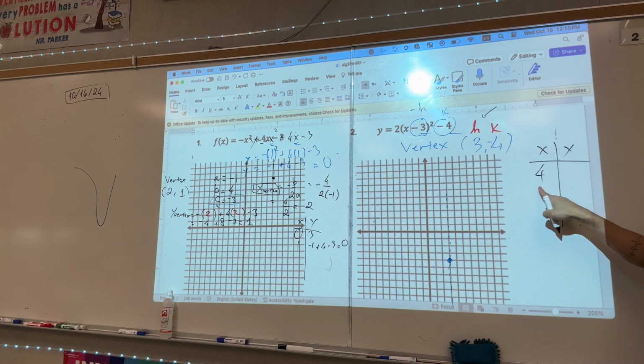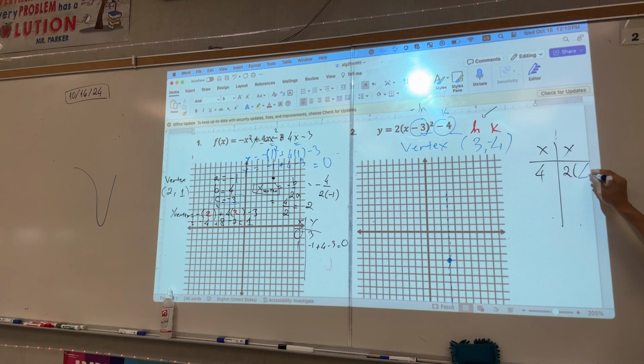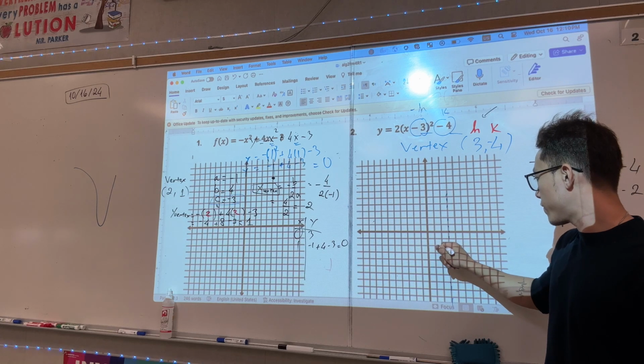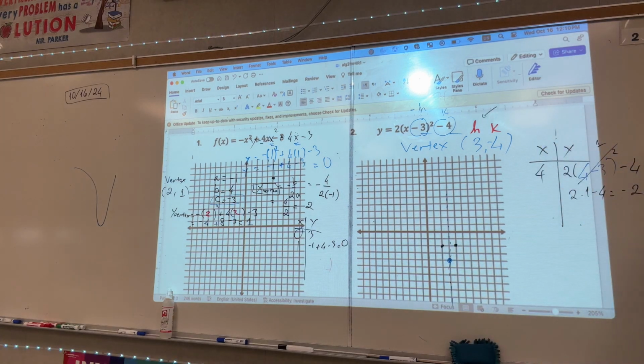Okay? So 4, plug it in here, you have 2. And then 4 minus 3. They all will be 1 anyway. You don't need to calculate, you don't need to write this. They all will be 1. Okay? So 2 times 1 minus 4 is negative 2. 4, negative 2. One point, reflect over here. Right? They all will be 1. If you're choosing the x plus 1, they all will be 1. If you're choosing the x plus 2, this all will be 2, and then 2 square becomes 4.